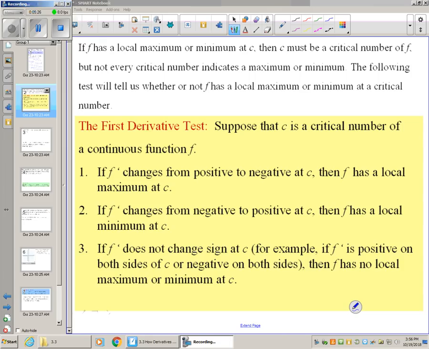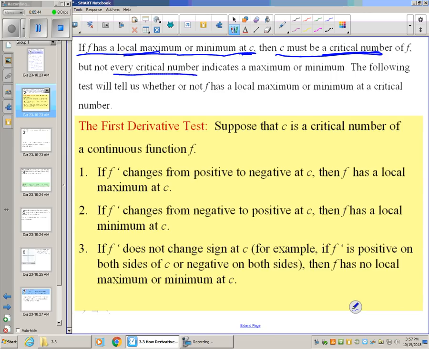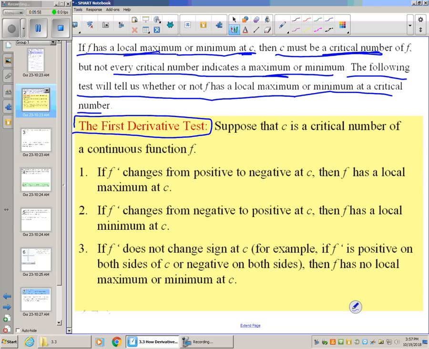So that's using the derivative to determine whether our graph is increasing or decreasing. Let's look at some more things our derivative can tell us about the original graph. If f has a local maximum or minimum at c, then c must be a critical number of f. We talked about that a couple days ago. But not every critical number indicates a maximum or minimum. The following test will tell us whether or not f has a local minimum or maximum at a critical number. It's called the first derivative test.